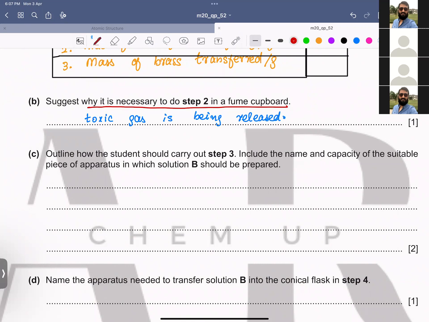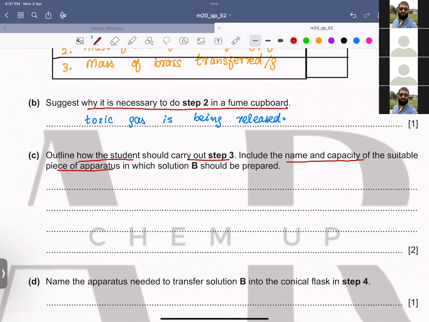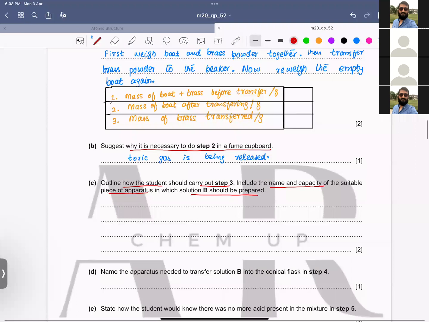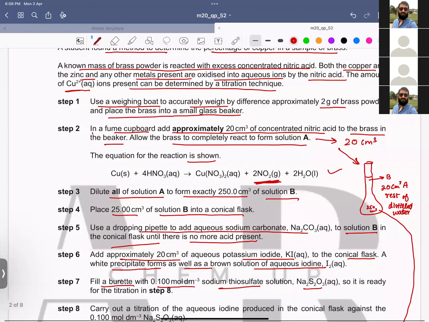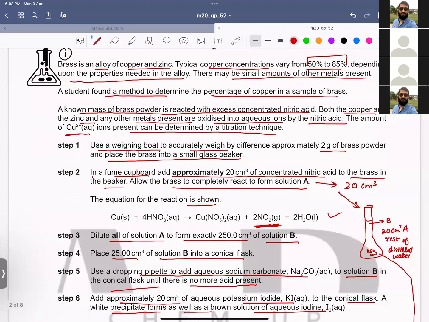Now, next part. Outline how the student should carry out step 3. Include the name and capacity of a suitable piece of apparatus in which solution B should be prepared. So see, that's what I have shown you a glimpse of. What do we do? We are using a volumetric flask, and we are transferring the solution A. So you have to outline the method, outline how we would prepare it.